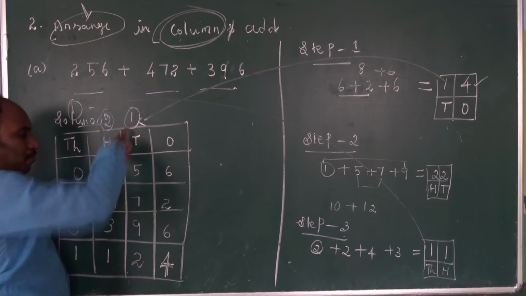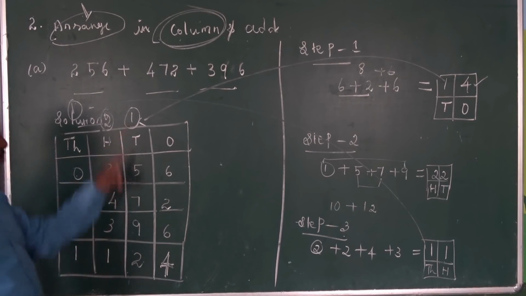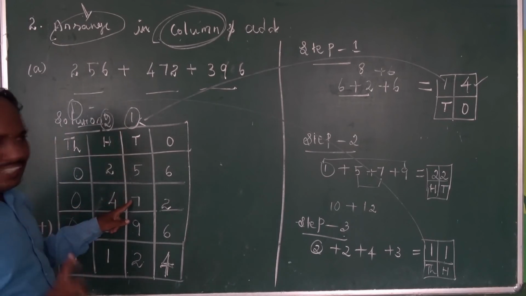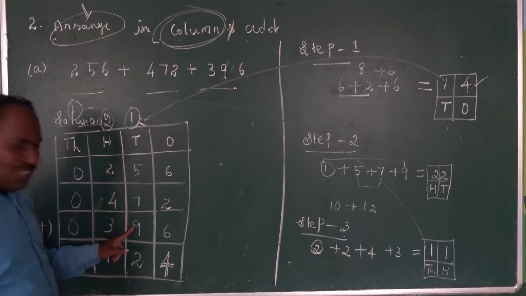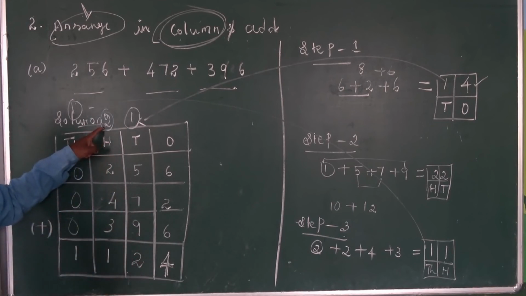So 1 plus 5 plus 7 plus 9. 1 plus 5 is equal to 6. 6 plus 7 is equal to 13. 13 plus 9 is equal to 22. So write the number 2. Balance 2 carries over.